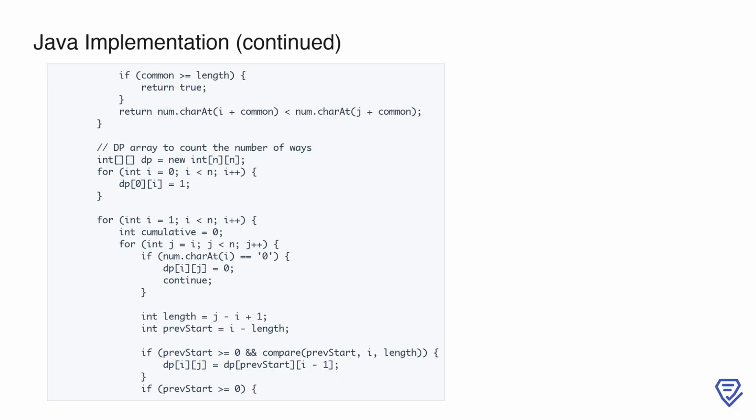Otherwise, we calculate its length and determine the starting index of the preceding substring to compare. If the previous substring exists and satisfies the comparison criteria, we update the current DP value based on the DP value of the previous partition. This ensures that the number of ways is accumulated correctly.